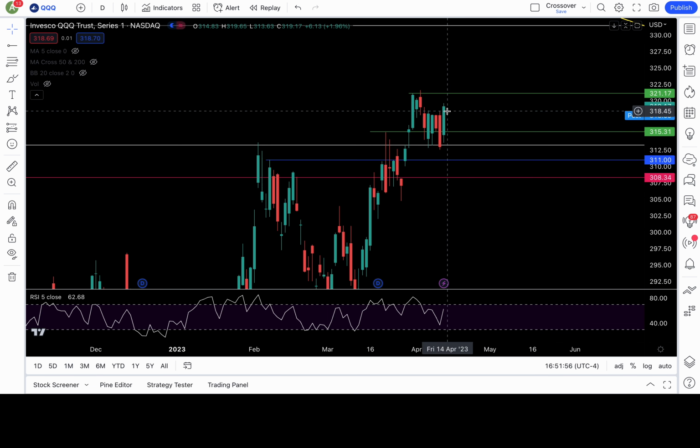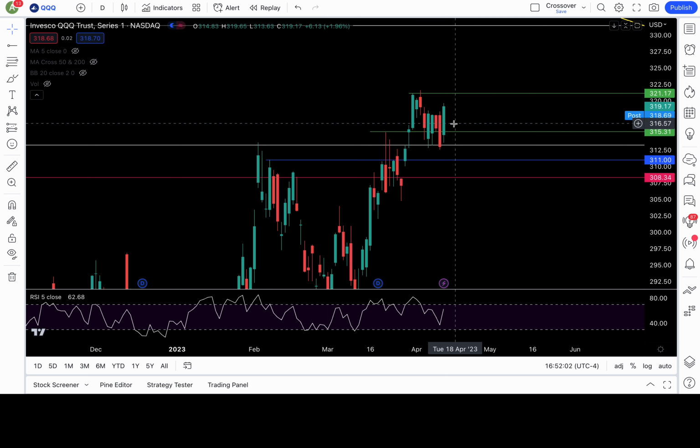Okay, if it breaks back below 318.5, that could possibly be a false breakout. 317.4-ish with 315.5 and 313 would be back in play, guys. All right, remember, I'm telling you guys these levels and plans so that you can react in real time.